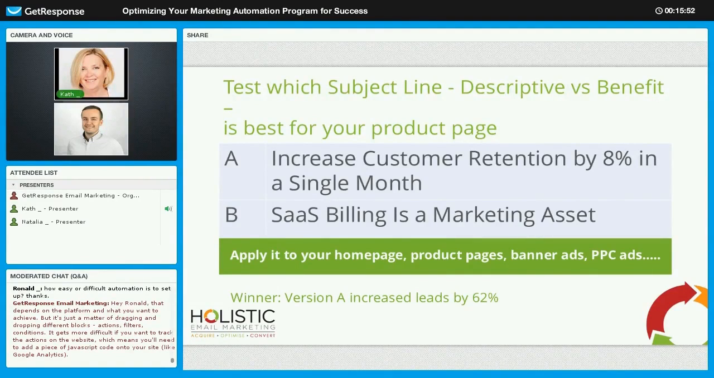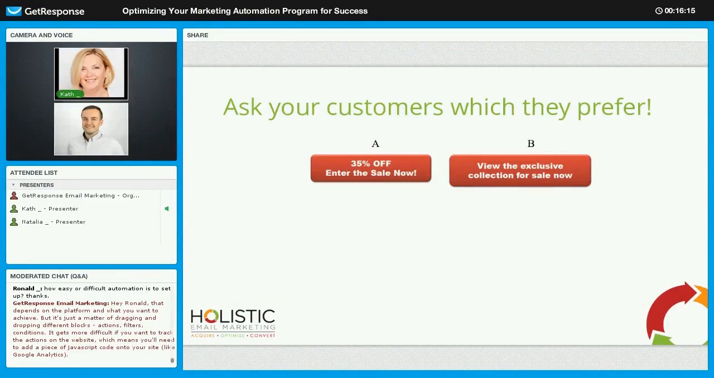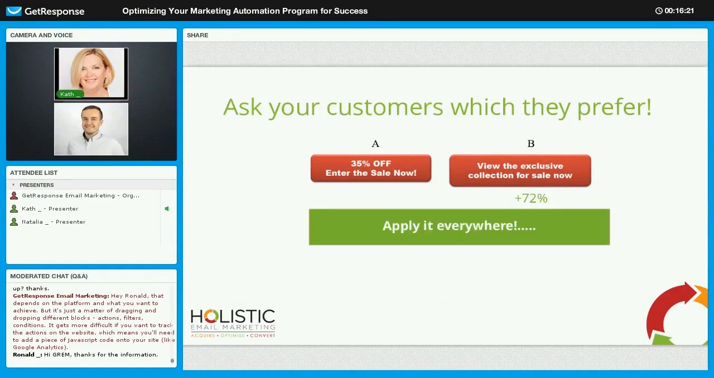If we tested that a couple of times, three times or so, and we keep on coming up with the benefit as the driver, the winning one, then we know we want to be leading with benefits in our onboarding programs. Let's lead that on our website, with benefits rather than the features and the descriptions and everything. We can also ask them what call to action: 35% off, enter the sale now, versus view the exclusive collection for sale. And B, in this particular case, was the winner. You can apply that everywhere.